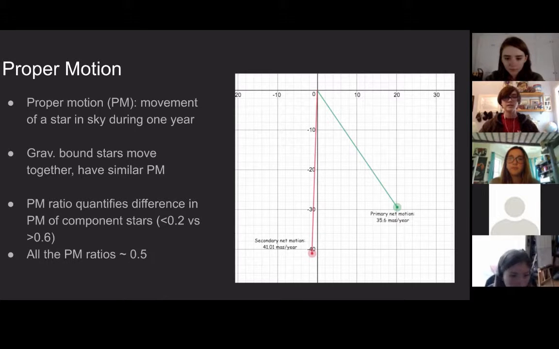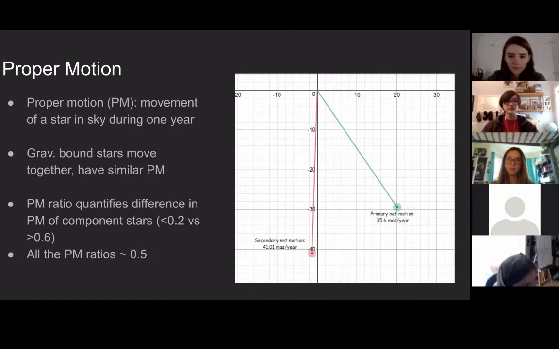We also analyzed the proper motions of the stars in STF-619. Proper motion, or PM, is the movement of a star across the night sky over the course of a year. A way of quantifying the difference in 2 stars' proper motions is through calculating the PM ratio. If they are close to each other in the sky, and the PM ratio is less than 0.2, the stars are likely gravitationally bound, but if the PM ratio is greater than 0.6, they are probably gravitationally independent.